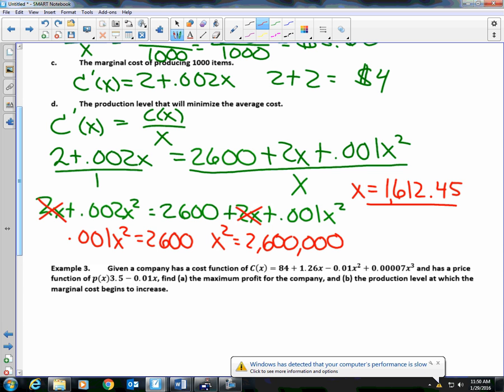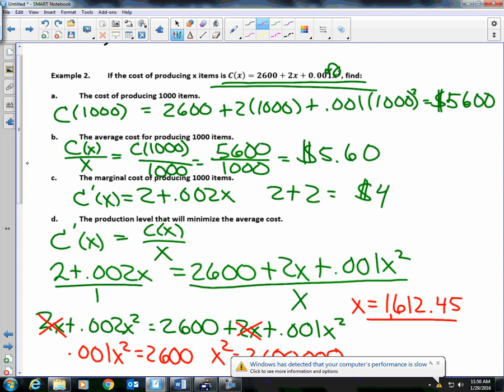So you're absolutely right that, as they give you this cost function, maybe that's over the course of a day, maybe it's over the course of a week. I'm not sure, but yes. So this is C prime of x. So I took the derivative of that. Got it? Any other questions?